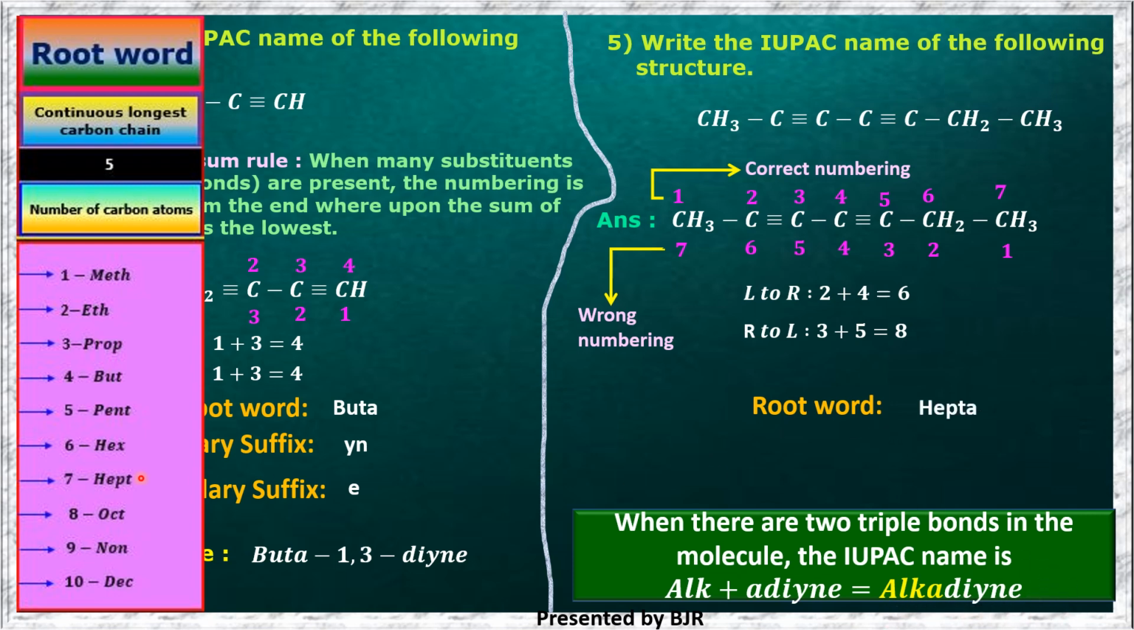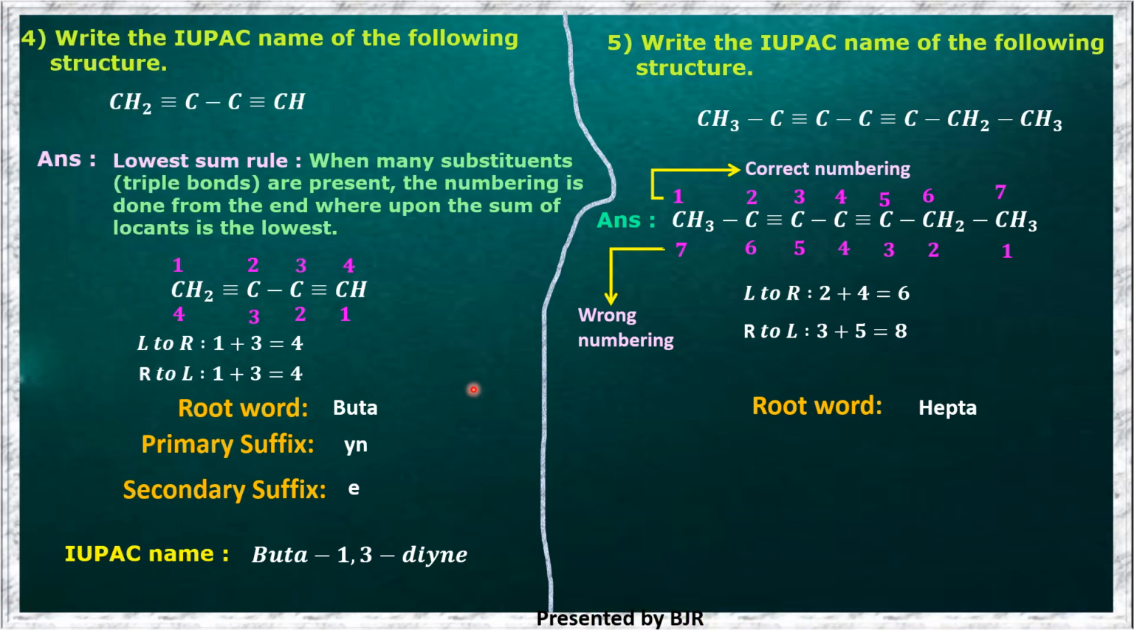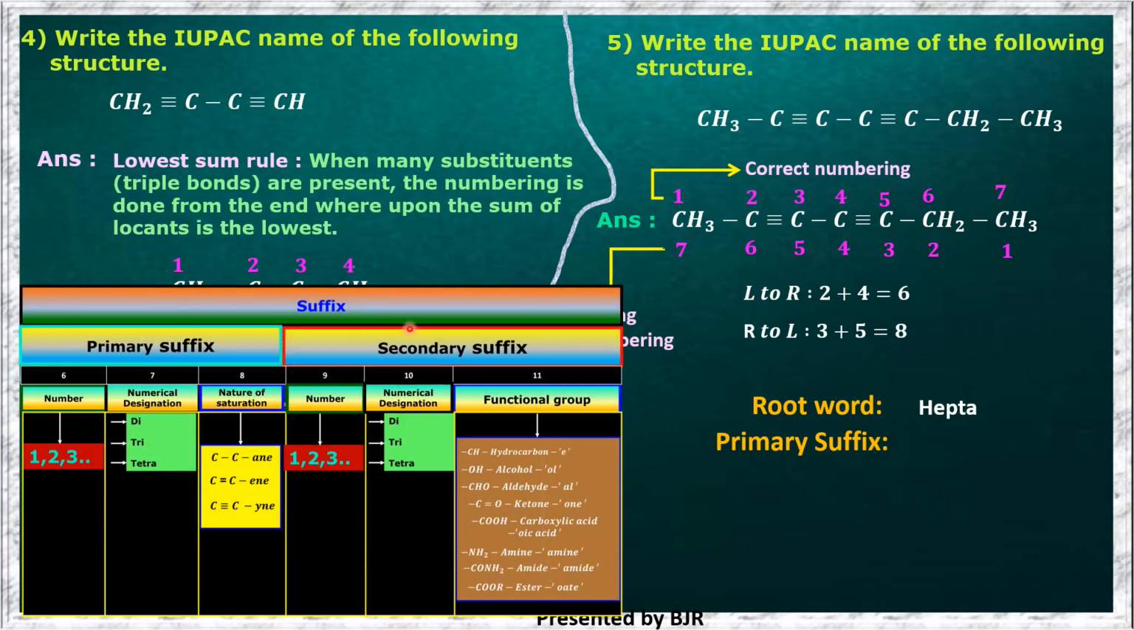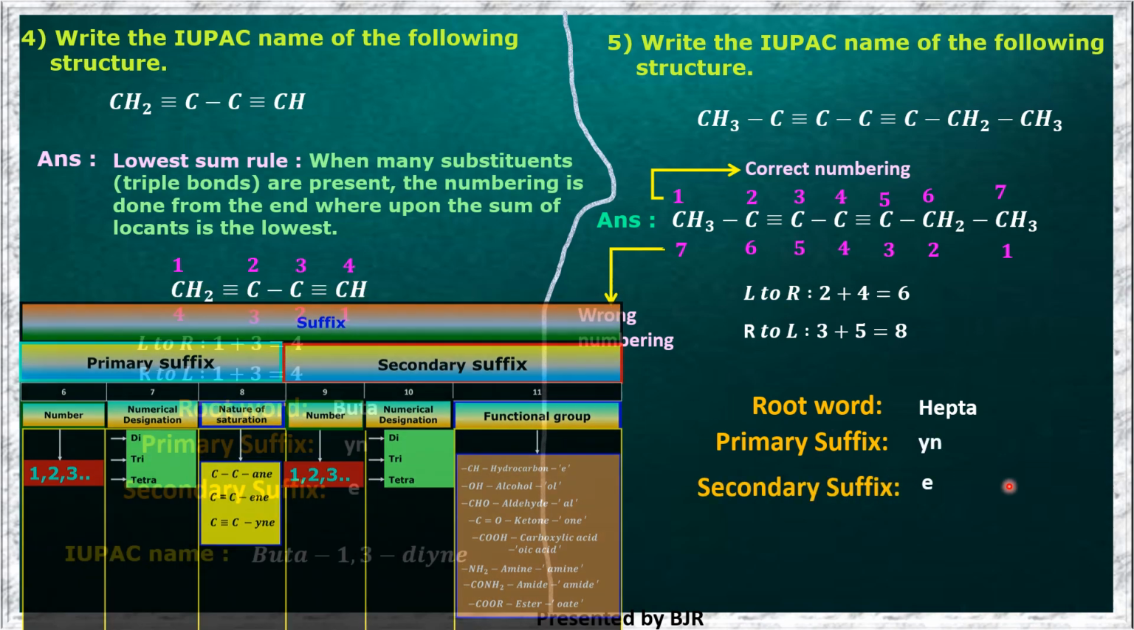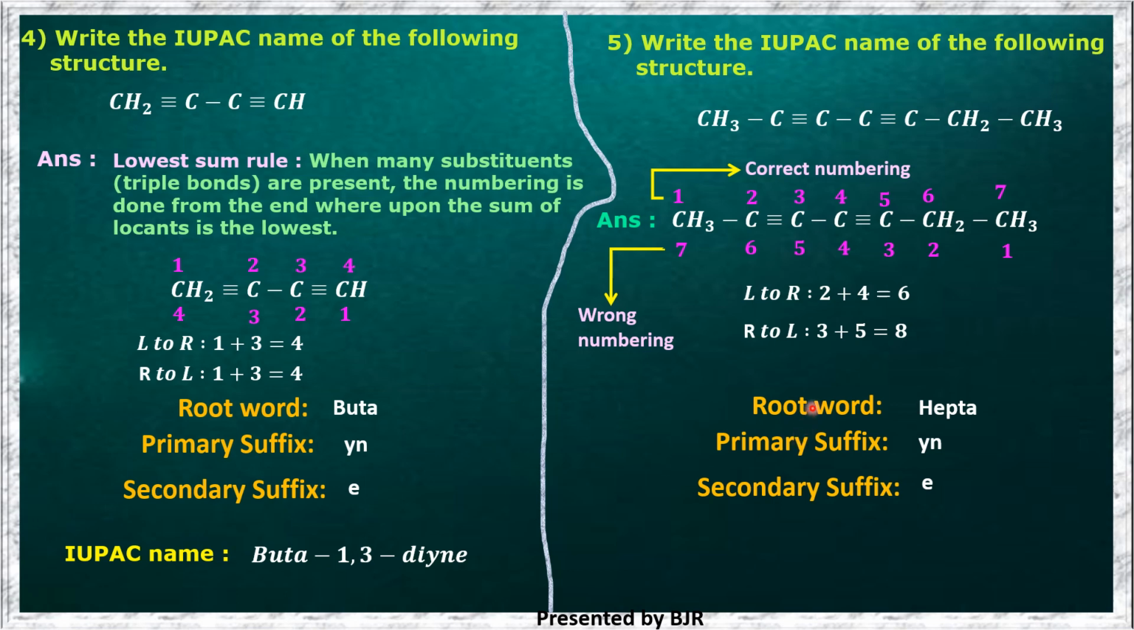Alkadiene. So here it is hepta. Then the primary suffix is yn, since the triple bond is there, and the secondary suffix is e. So the IUPAC name of this structure we can write as hepta 2, that is on the second carbon, 4, that is on the fourth carbon. So hepta 2,4 diene.